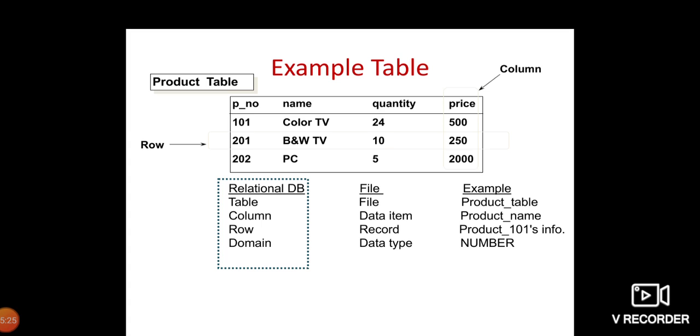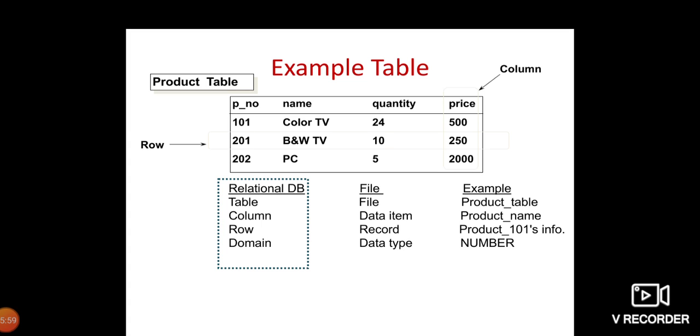You're taking an example here. An example is a product table. You'll have a product number, name, quantity, and price. Suppose you take one product, it will have a product number. For example, the product is a color television, and the quantity you're going to buy is 24. That is given here, and the price of it. All these things are in a small table which has been given here, and I've listed out different terminologies here.